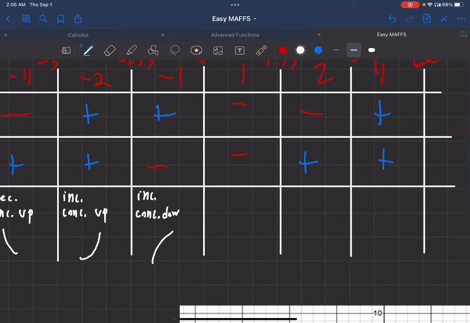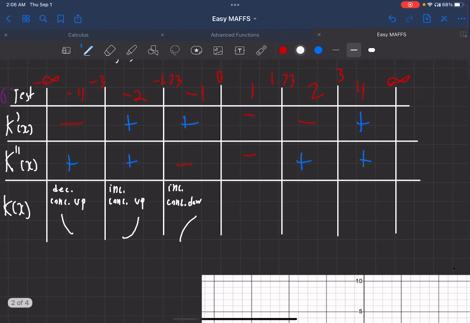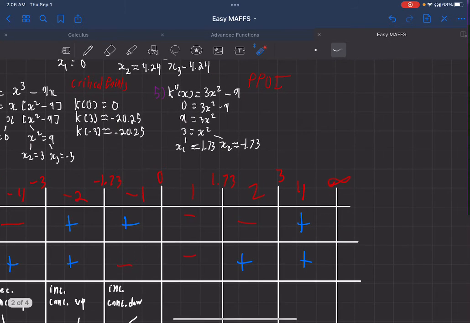Something like that. Okay, right? You are concave down and you are increasing. So what do we notice about this interval? Well, what did I tell you about concavity? A switch in concavity, right? From concave up to concave down. That would tell us that we have a point of inflection. And negative 1.73, right? Negative 1.73 was one of our possible points of inflection. Well, it's no longer a possible point of inflection, right? It's a point of inflection.